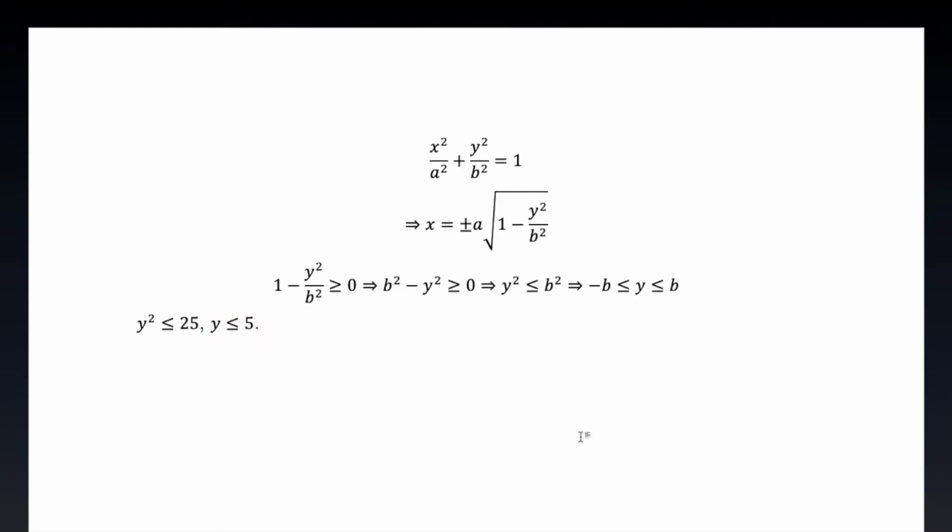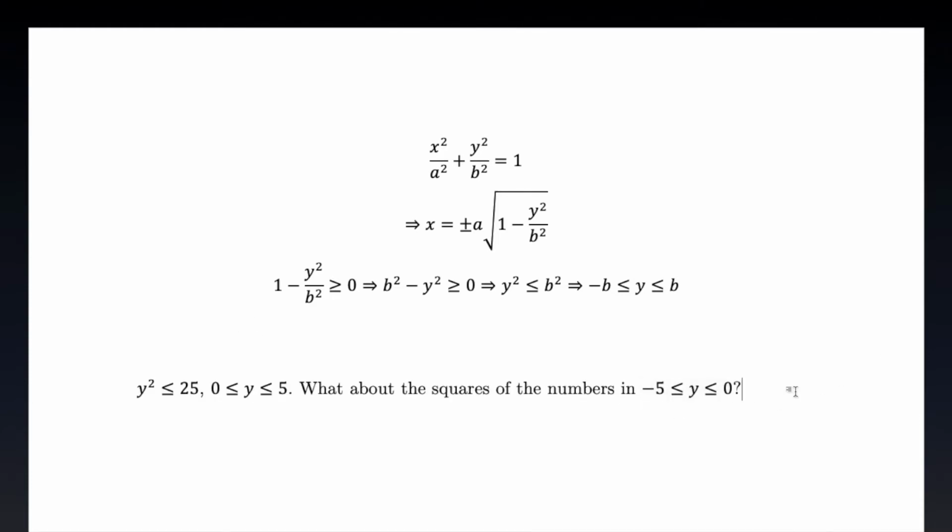Now what about the negative numbers? What about the squares of these numbers? What do you think? The squares of these numbers are exactly the same as squares of these numbers. Square of minus 0.1 is the same as square of 0.1. Square of 2 is the same as square of minus 2. Square of minus 2.5 is the same as square of 2.5. Since squaring nullifies the presence of a sign, the squares on this side will be the same as over this side. So for minus 5 to 0, the squares of these numbers are exactly the same as squares of these numbers.